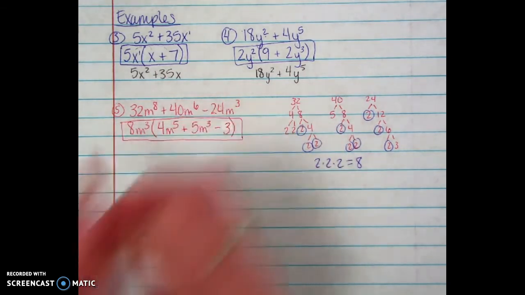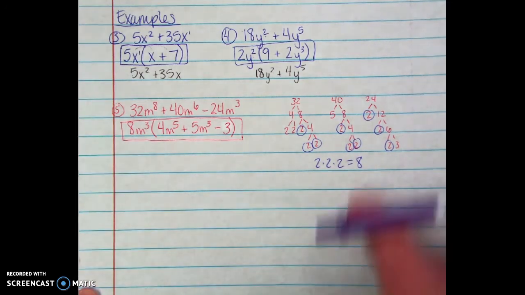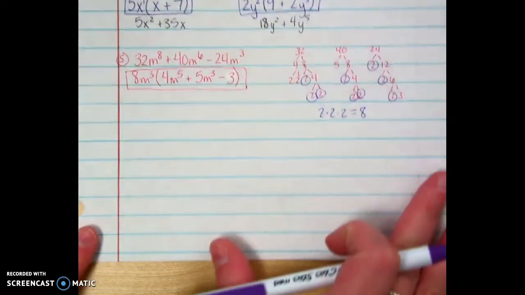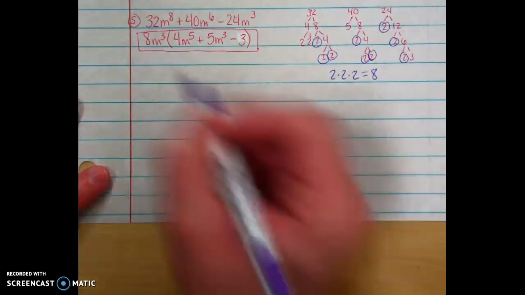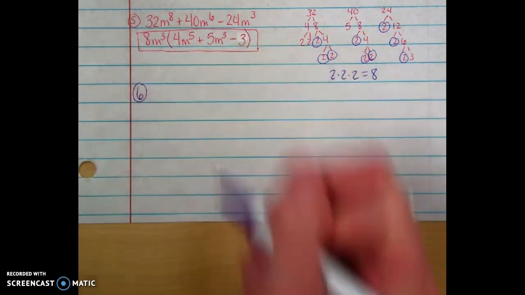And to check your answer, you can multiply it back out. I'm not going to do that because I'm not going to require it of you, but I would highly recommend it. Okay, we have 2 more, and now I'm going to throw in 2 variables. So this one is number 6.